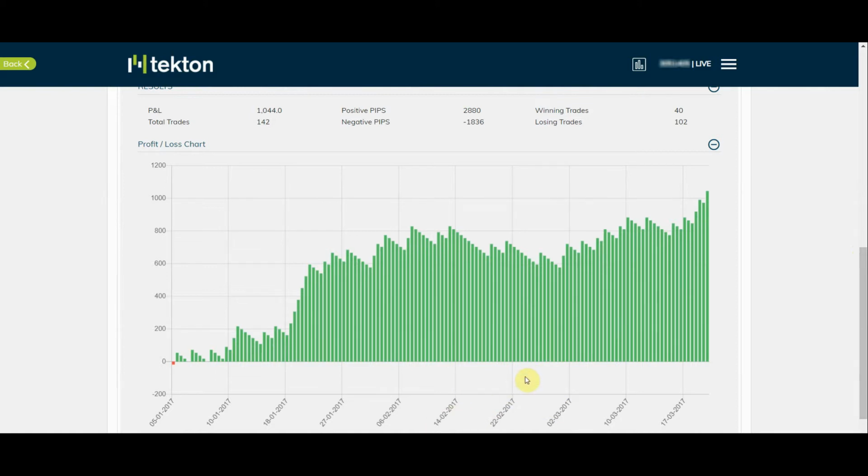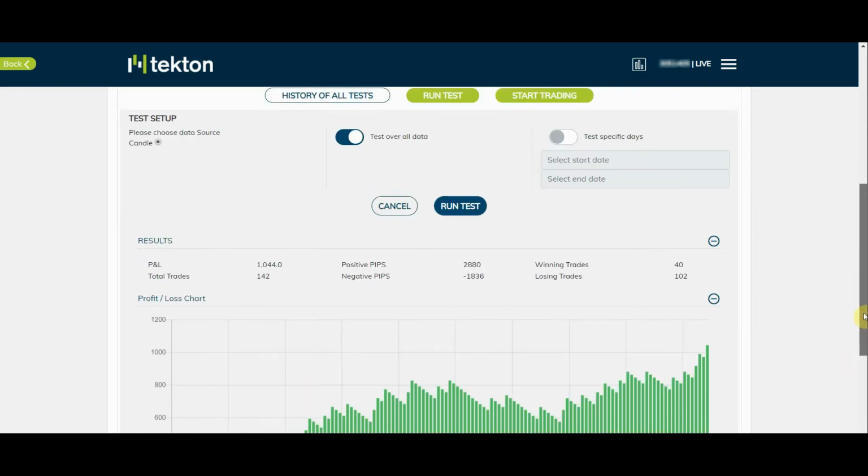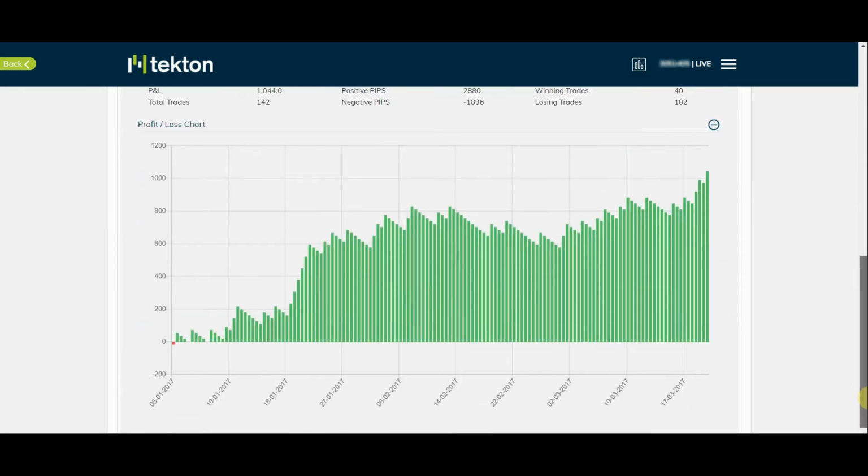And this is something you need to be aware of. Strategies do not just go up in a straight line. Trading systems do not go up in a straight line. They do pull back. So you need to be aware of that when you're trading. So 1,000 pips, as you can see, it's only got this one running for a month.